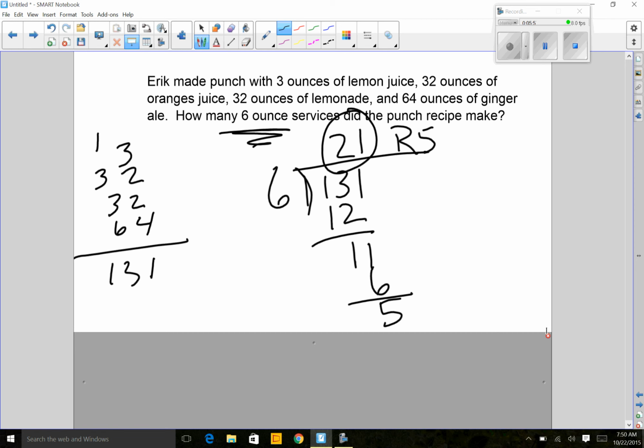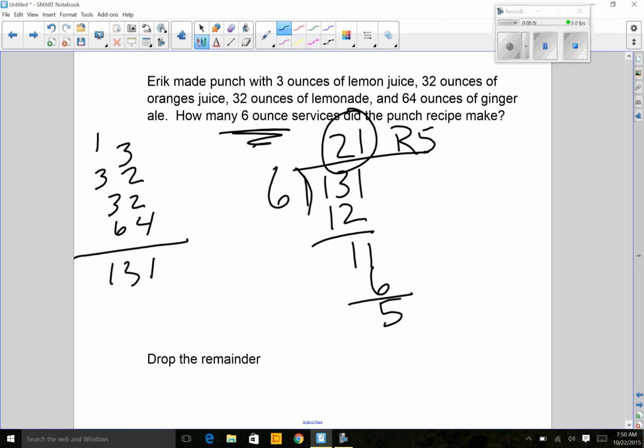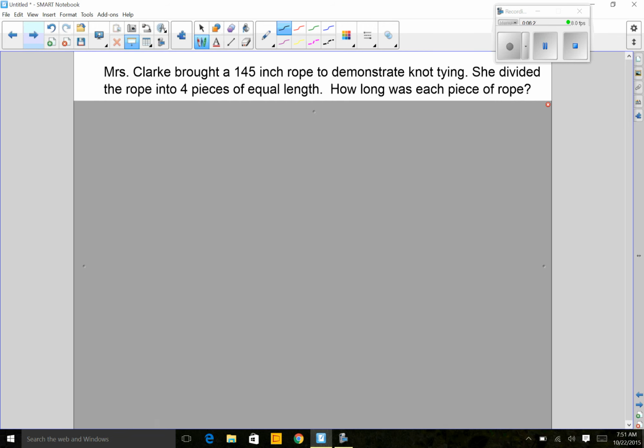So in this case, what we are doing is dropping the remainder. So our second technique is to drop the remainder. We can add the remainder like in the first one. The second one is drop the remainder, because this 5 ounces is 5 ounces of punch, and I can't make a whole complete 6-ounce serving. So I can't have 22 servings. I can only have 21 servings. Okay.